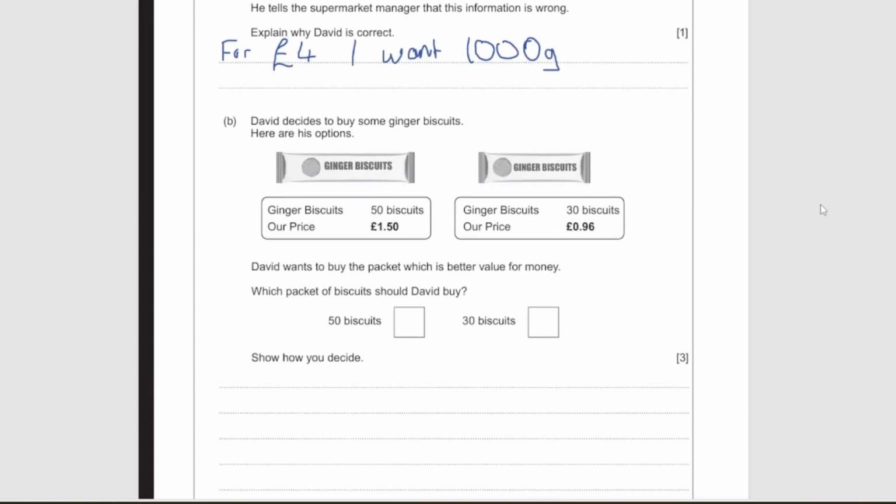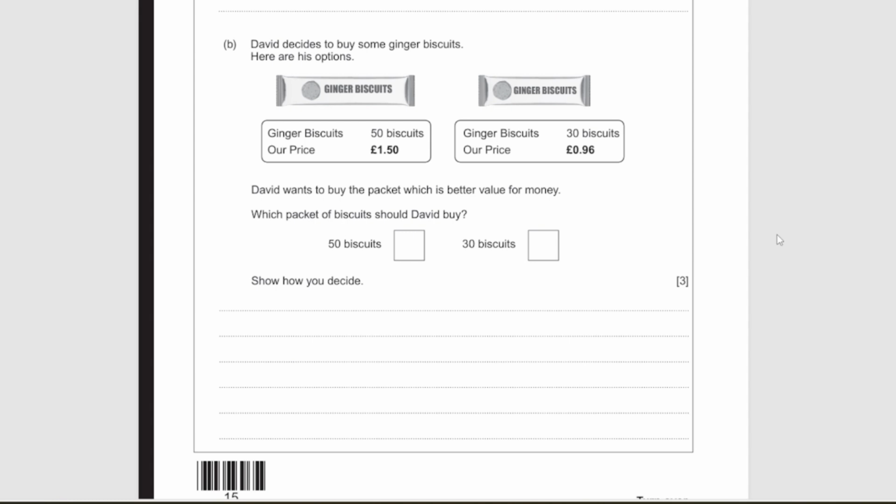David decides to buy some ginger biscuits. Here are his options. We've got 50 biscuits for £1.50 or 30 biscuits for 96p. David wants to buy the packet which is better value for money. Which packet of biscuits should David buy? Show how you decide. Again, you can't just put a tick and get a mark. You've got to show your working out, and you need to show more than just saying because it's cheaper or because it's better value. We have to show why.